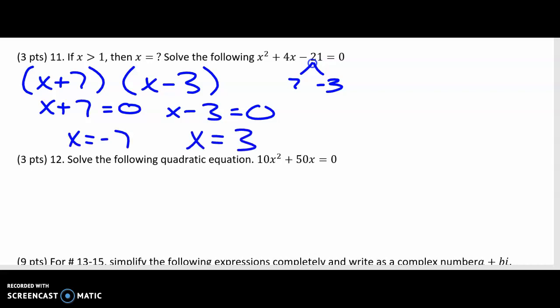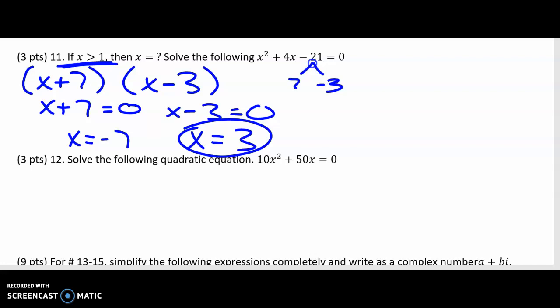Now, the key to getting this question right is sitting right here. It says x is greater than 1. That means my answer needs to be bigger than 1. So only one of those answers is correct, and it's the one that's positive in this case. So that would be x equals 3. Do not be tempted to pick otherwise. There will be an answer choice on your test that'll have both sitting there. You do not want to pick that one in this case because it's asking specifically only for the positive one.